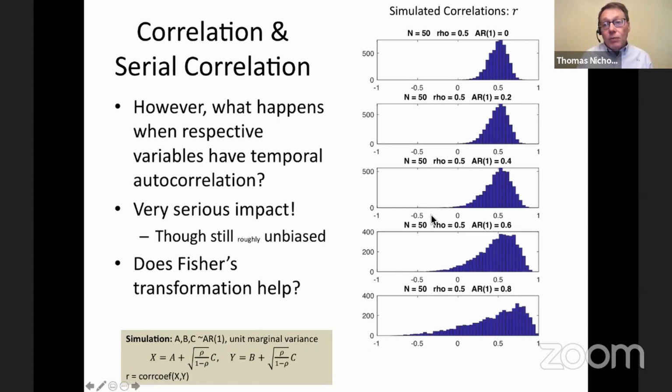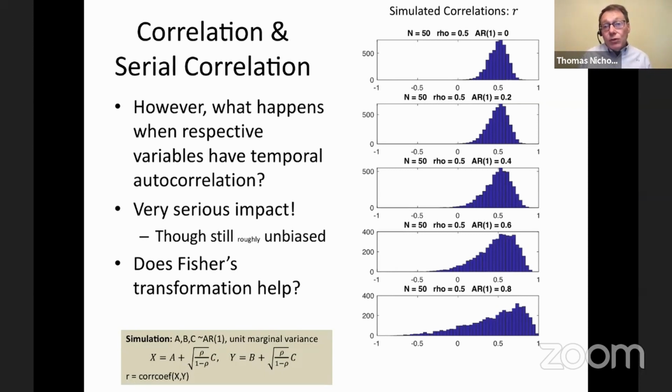So here's an example where I am simulating relatively short time series, of length 50. True correlation is 0.5. The details are down here if you care. And then I vary the strength of the serial correlations in each of the respective time series in X and Y. You can see that they're still pretty well centered about 0.5, but there are tremendous changes in the variability, and as you can see, in the skew of the distribution.